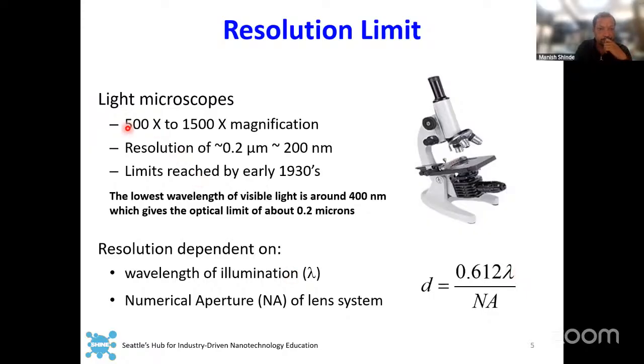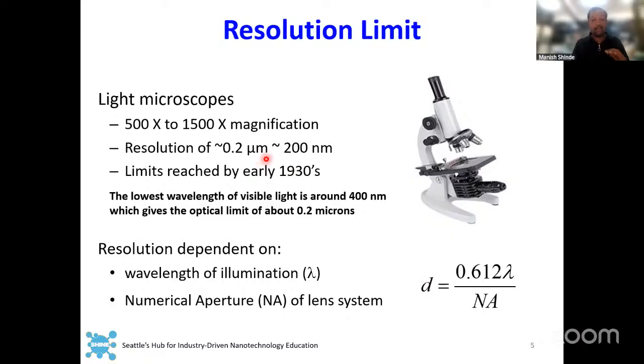For example, if you consider light microscopes, they can go up to 500x to 1500x magnification. That means they can magnify the object from 500 to 1500 times. Resolution of such microscopes is around 0.2 micron. 0.2 micron is around 200 nanometer. That means if you have two objects of 200 nanometer size separated apart, you can clearly resolve them. But if you have less than 200 nanometer size objects, then you will not be able to resolve them properly. And this limit was already reached by the 1930s. If you use this formula, you will get this resolution value.